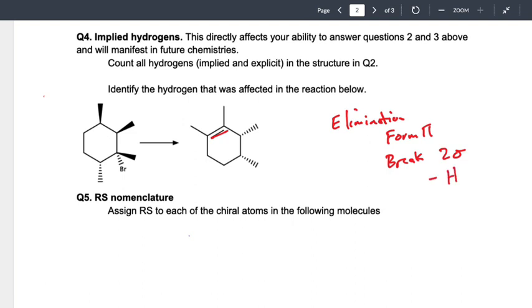Why is it really important to know where your hydrogens are? So that you can tell what's happening in this reaction. Which hydrogen was removed? Which is what the question is getting at, but it's also adding another layer that makes this more challenging. What's that extra layer?